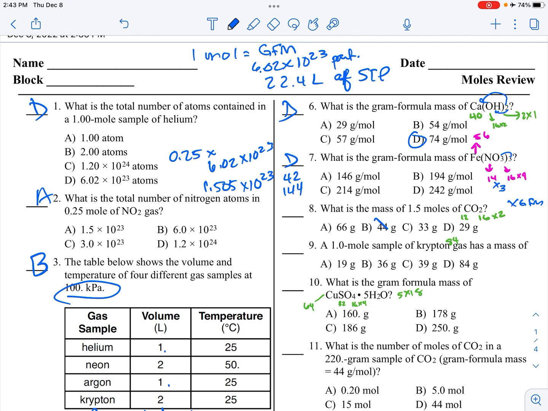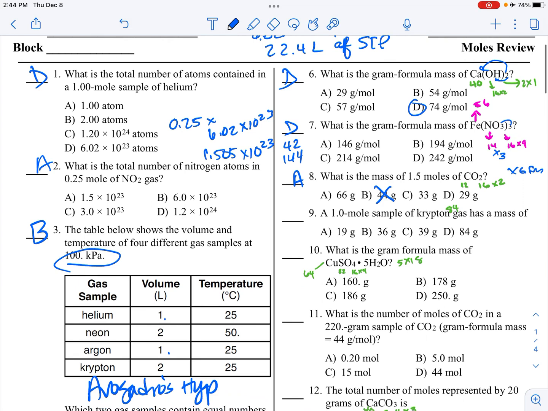That's not our answer. We're not done. So we're going to take 44 and we're going to multiply it by 1.5. That's our answer, which is 66. So be careful. If you chose 44, you're on the right track, but that's not the final answer. That's just going to guide you to the answer.